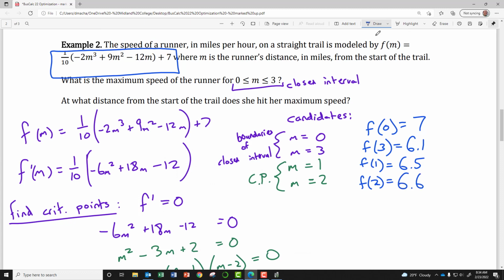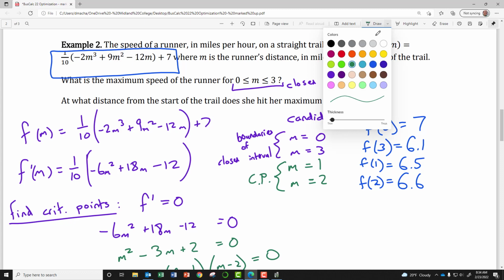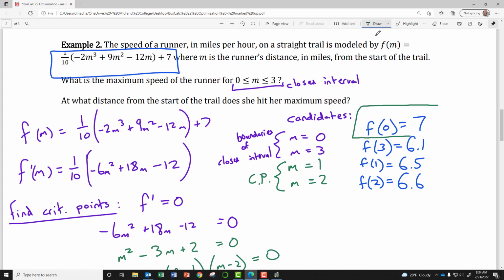And it looks like among my 4 candidates that the very maximum value is this one. At 0 miles, so when the race first starts, it looks like the runner is running 7 miles per hour, and so this is going to be my maximum. So that would occur at the coordinate pair 0, 7. Okay.